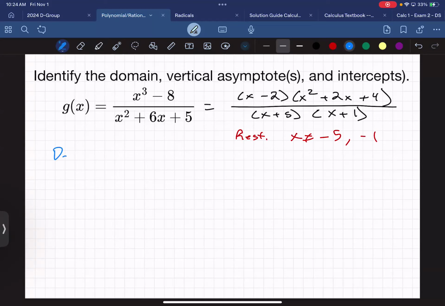Now remember, this is the domain that does get a little bit more burdensome to have to write out. Not x. Just make sure you put the smaller number first, and do not forget your middle interval. Okay, so -5 needs to go first, and don't forget that -5 to -1.